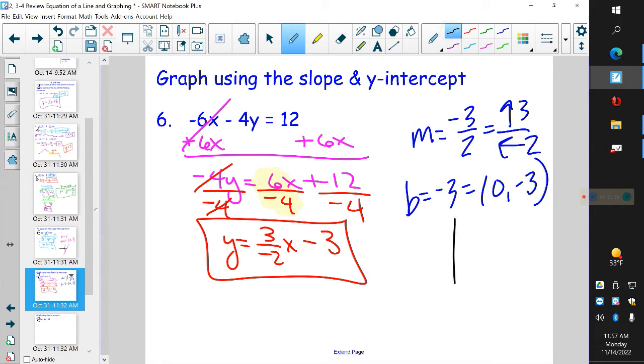So I'm going to go ahead and graph this thing, starting at negative 3 and going up 3 and to the left 2. Boom. Yes? Do we see that? It's on the test tomorrow. When it says to graph using the slope and y-intercept, what is that also known as? Solve for y. Please make sure you're paying attention to that.